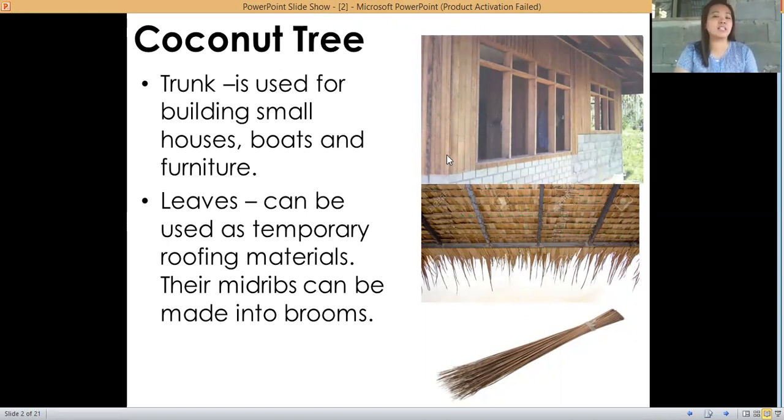Next are the leaves of the coconut tree. The leaves can be used as temporary roofing materials. When Teacher Bell was young, when she was in elementary, our roof was like this. But now it's not. Look, this is our house. It's yellow already. It's not coconut anymore.